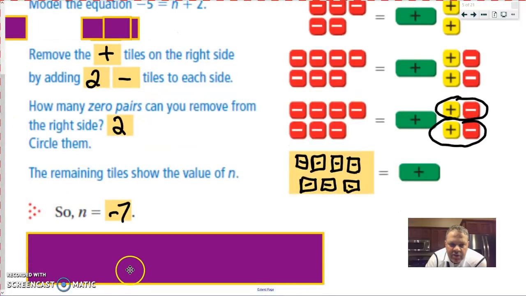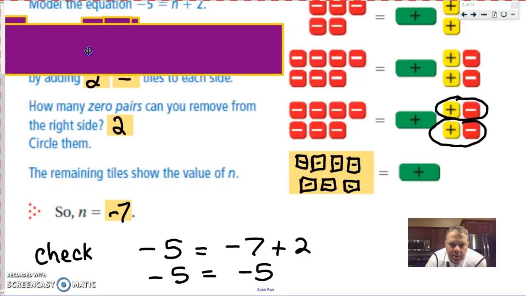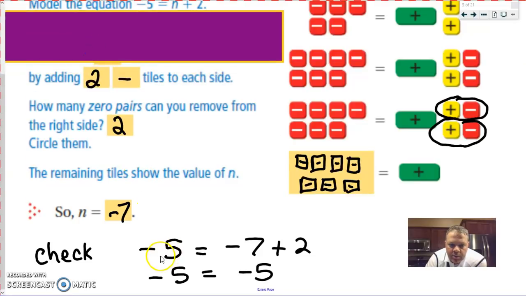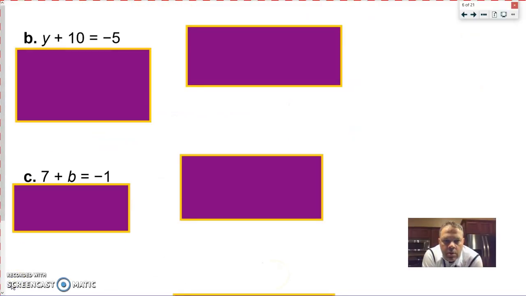Again, I can still check this by putting it back into the original problem. Negative 5 equals negative 7 plus 2. Negative 5 equals different signs subtract. Therefore, I get negative 5. See if you can figure out what y equals in each of these two problems. Pause the video, try those problems, and then start the video up and I will give you the answers.